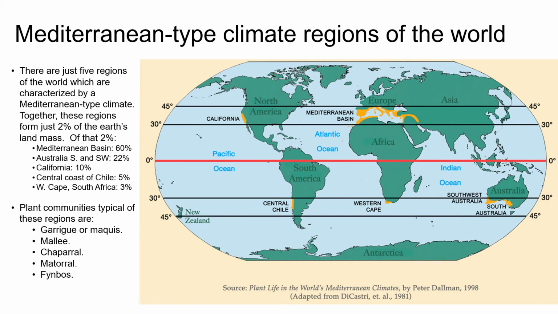The plant communities that are typical of these 5 regions are chaparral-type plant communities in which sclerophyll shrubs are common, and we'll talk about sclerophyll shrubs in a unit on plant adaptations to heat and drought. The names given to these chaparral-type plant communities in the 5 Mediterranean-type climates of the world are the garrigue or maqui in the Mediterranean Basin, the mallee in Australia, chaparral in California, matorral in central Chile, and the fynbos in South Africa.